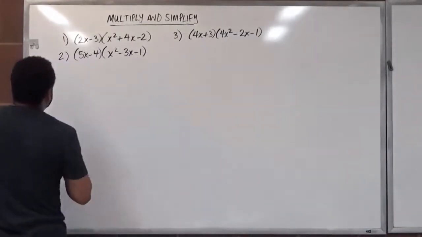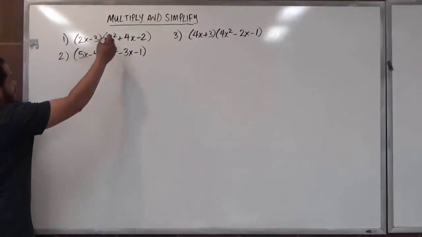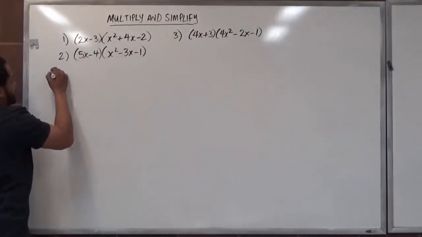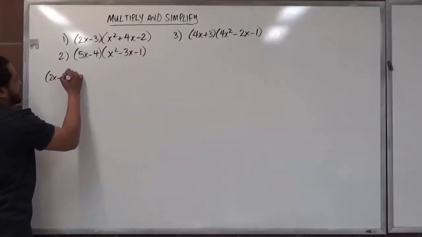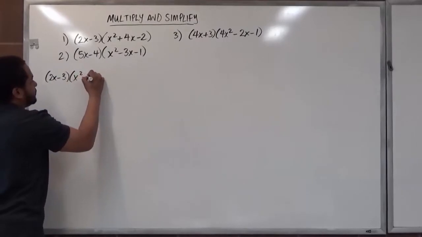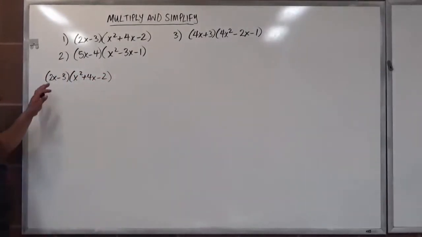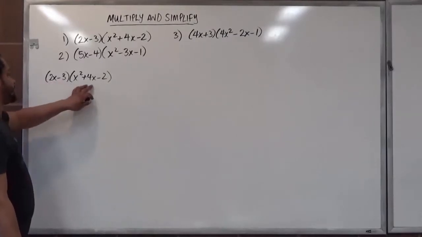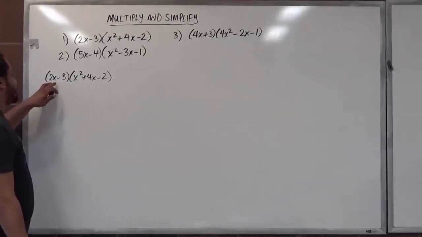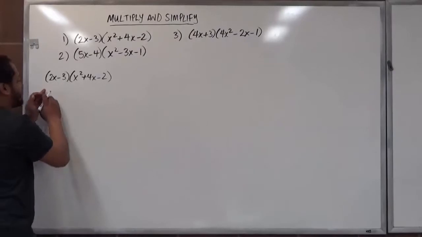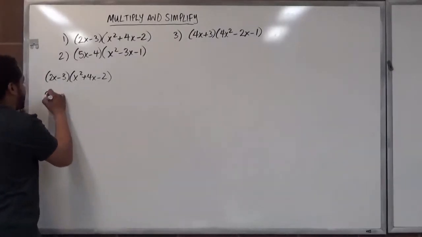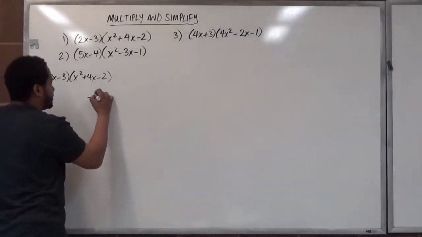So what we do when we're doing this is we take the first problem here, we're going to have 2x minus 3, multiplying by x squared plus 4x minus 2. What we want to do is ungroup the first of the two sets, right? So we're going to take this 2x minus 3 and separate it into two sets. We're going to have a 2x here, and a minus 3 here.